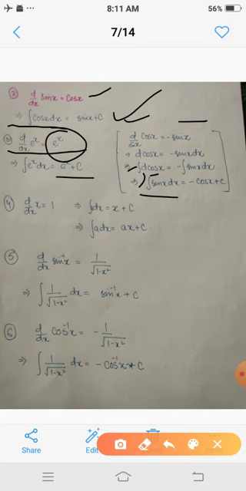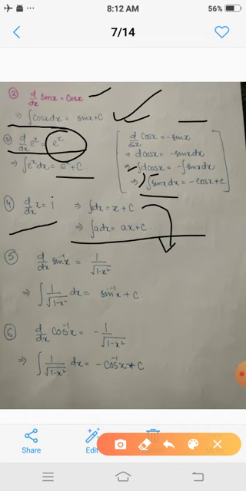Now if we consider differentiation of x with respect to x, which is 1, it implies that the indefinite integral of 1 with respect to x is x plus c. Or simply we can write the indefinite integral of a with respect to x is ax plus c, because a is constant. Using this very concept, you can find the indefinite integral of the remaining four trigonometric functions.